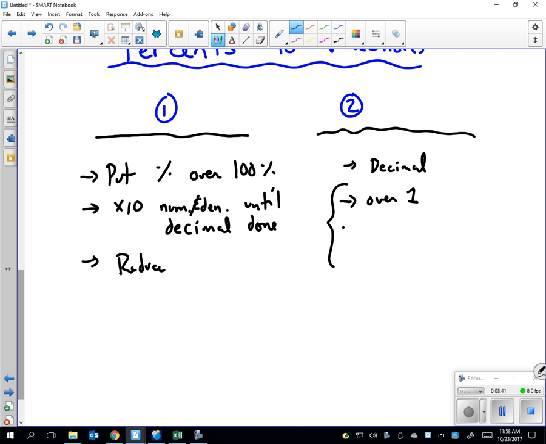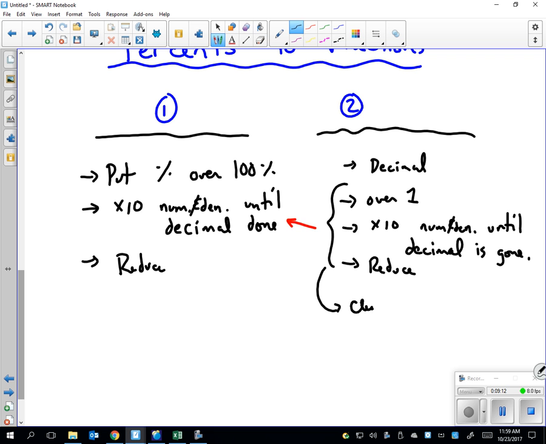So you put it over 1, you multiply by 10. Notice we're doing this step right here, in the numerator and the denominator, until your decimal is gone. And we will see decimal percents. We talked about those last day. Until the decimal is gone, and then reduce if you can. There you go. Thank you. Reduce, and you'll have a fraction in the end. Okay? You'll have a clean fraction.